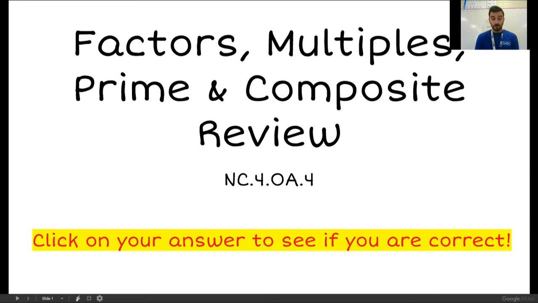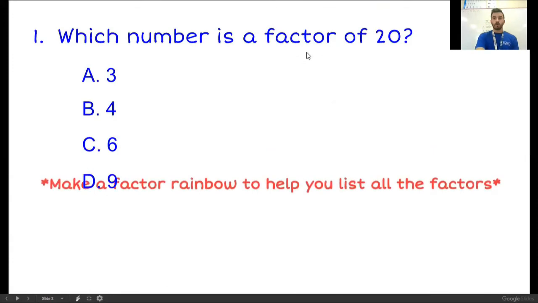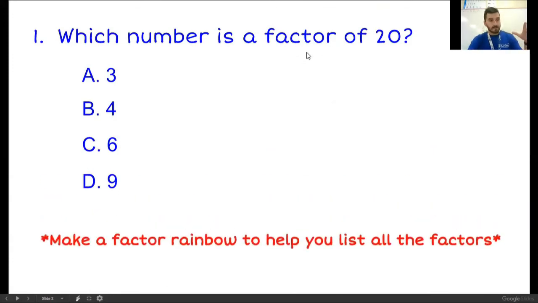If you have a calculator, which hopefully you brought it home, go ahead and get that out because on the test you're going to be able to use it. And even if you know your facts, it doesn't hurt to use it to check your work either. So we'll go ahead and get started. And I can promise you, you are going to see questions very, very similar to this on your test. So just keep that in mind.